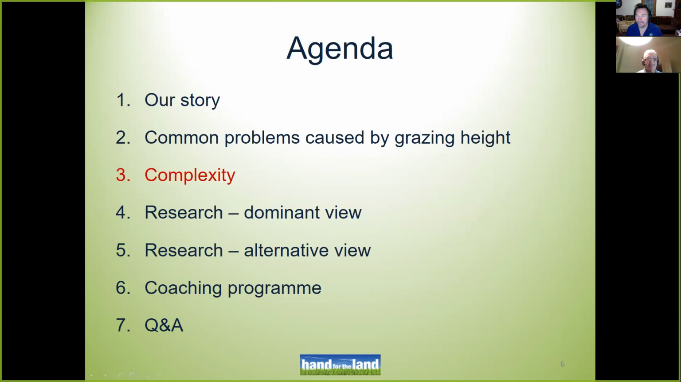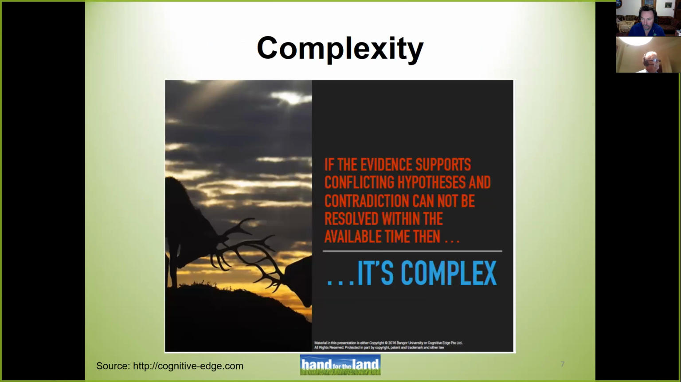The research is pretty clear on this, but before I got there, I just wanted to quickly talk about complexity. When we're talking about something as complex as supplying animals to the land within a farm business, there's going to be more than one way of thinking about it. This is a slide from Cognitive Edge, Dave Snowden's: if the evidence supports conflicting hypotheses and contradiction cannot be resolved, then it's complex. What we do and the area we work in is complex.